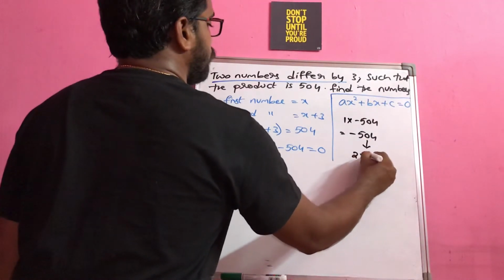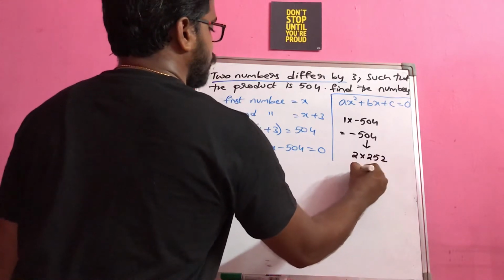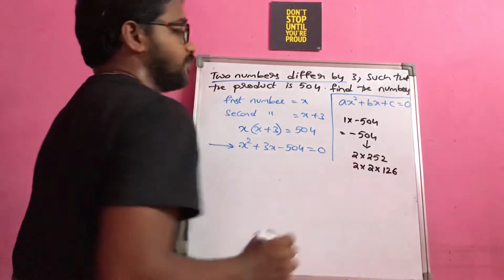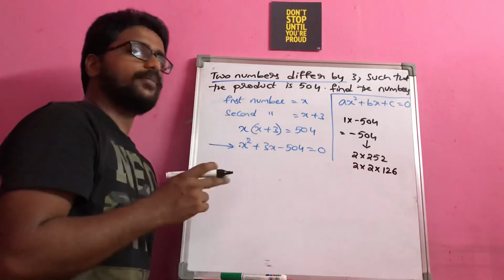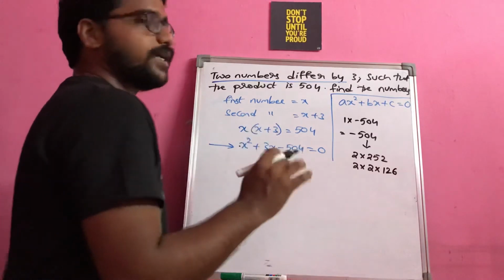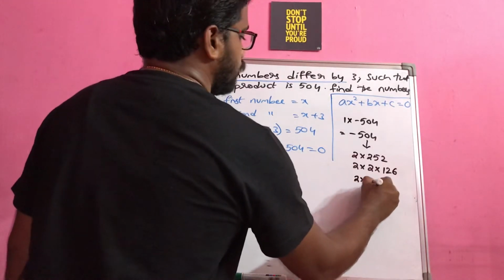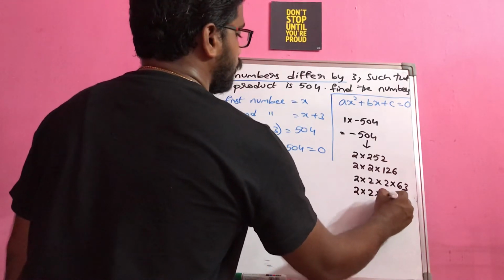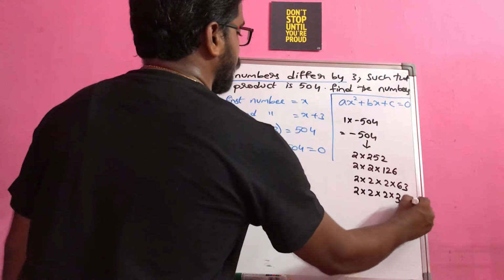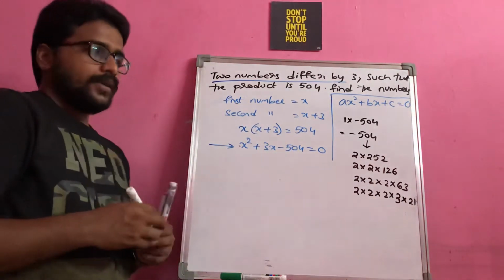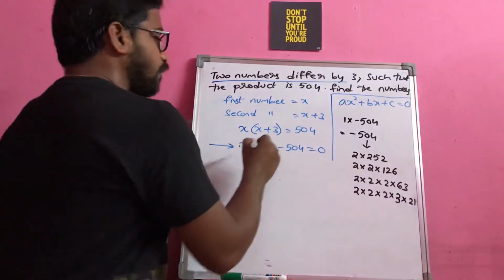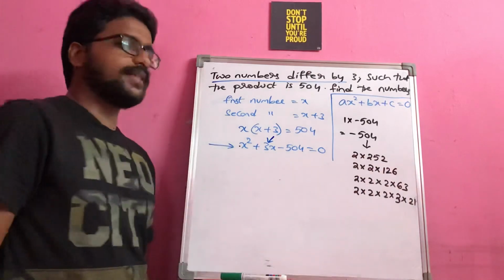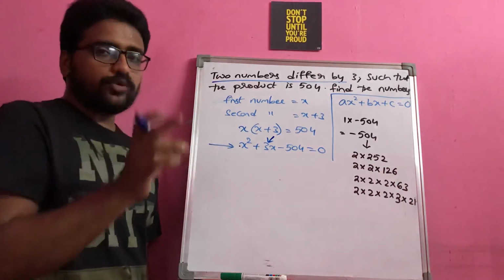So 2 into 252, 2 into 126. I will think about the minus a little bit later; first I am just trying to factorize it. Then 2 into 2 into 2 into 63, then 2 into 2 into 2 into 3 into 21. Now see, my middle number requirement is plus 3 here, so I need not have this many factors. At the end I should write it as 2 factors only, right?